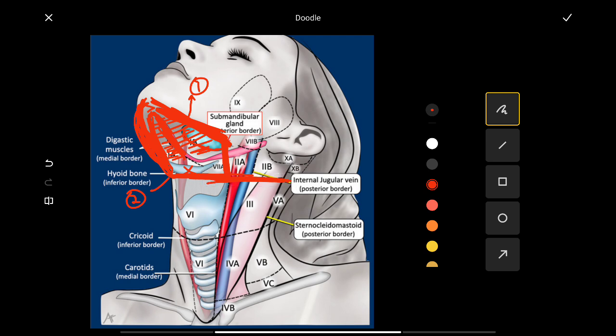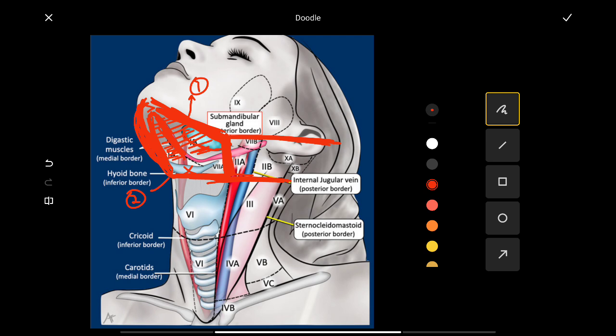The superior border is simply the base of the skull, at the level of the jugular foramen or the jugular fossa. So superiorly base of skull, inferiorly inferior border of the hyoid bone. Anteriorly is the posterior border of the submandibular gland here, right? Which is the same as the posterior border for level 1. So the anterior border for level 2 is the same as the posterior border for level 1, the posterior border of the submandibular gland.